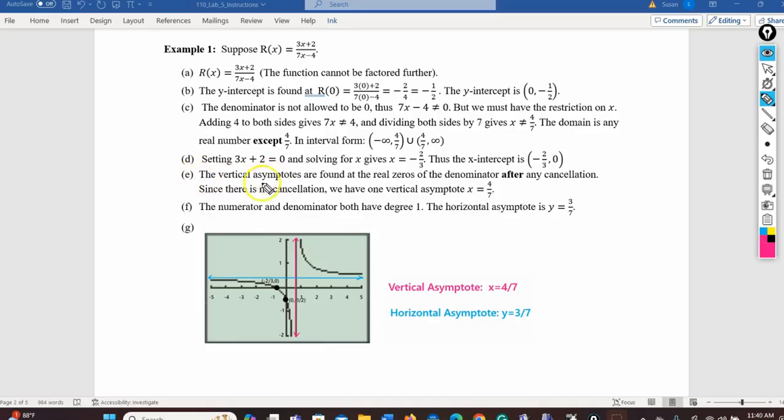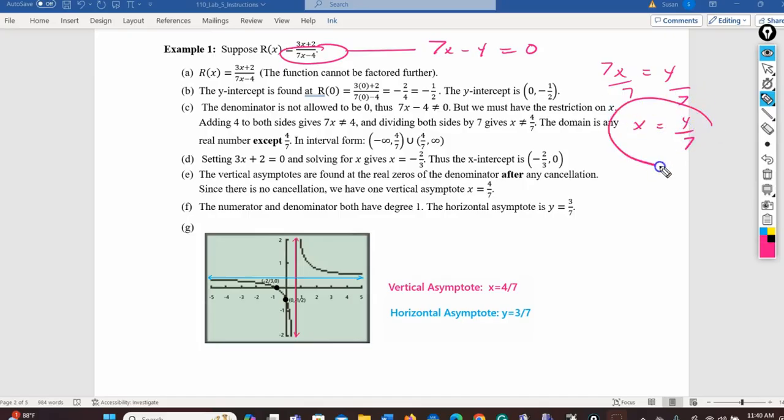Now, part E asks for the vertical asymptotes. Vertical asymptotes are found at the real zeros of the denominator after any cancellation. Of course, there wasn't any cancellation here. So if I set that equal to 0, add 4 to both sides, and then divide both sides by 7, I get the equation of the vertical asymptote. And there is one vertical asymptote, and it is the line x equals 4/7.